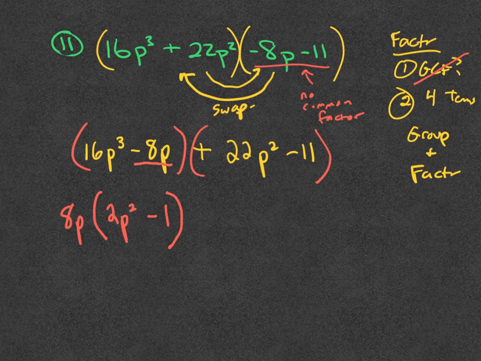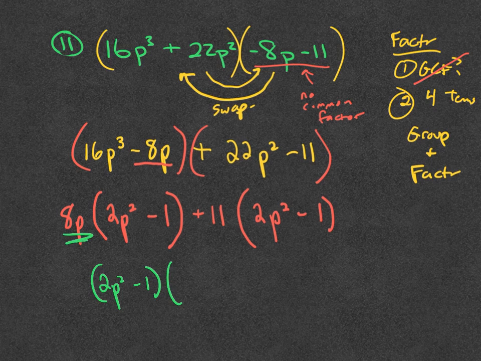Moving on to the second grouping, 22p squared minus 11, we're taking out a positive 11. Can't take any p's out. 22 divided by 11 is 2. We didn't take any p's out, so that still leaves p squared. And then negative 11 divided by 11 leaves negative 1. And then lastly, we've got that common parentheses here, 2p squared minus 1. And then we're going to write what's left when we take those out. So the 8p and then plus 11.